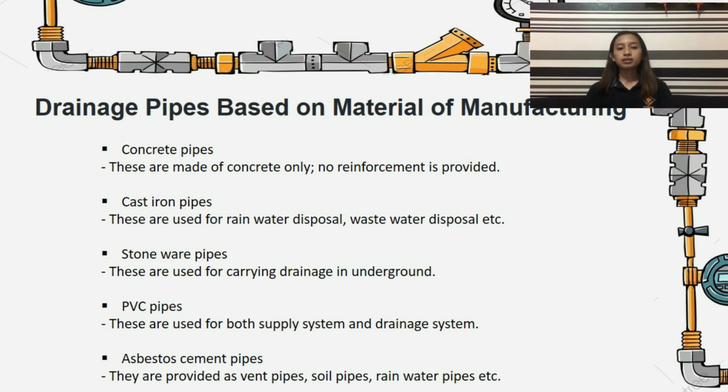PVC pipes are used for supply system and drainage system. So these kinds of pipes are very economical and easy to maintain. Asbestos cement pipes are very cheap compared to all of the types of pipe, but they can break easily. So they are provided as vent pipes, soil pipes, and rainwater pipes.